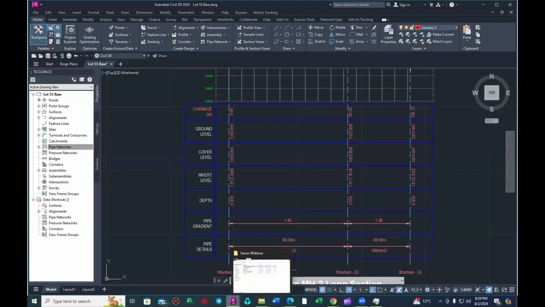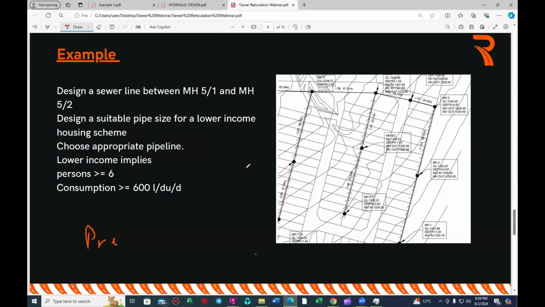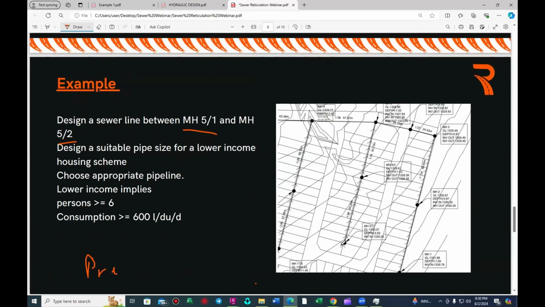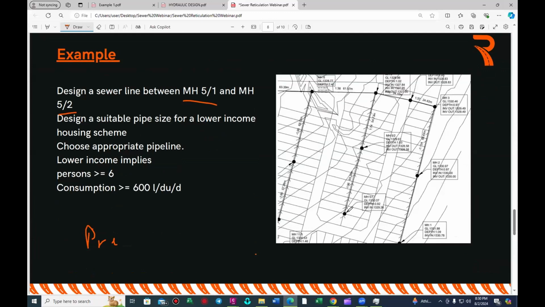Okay, so let's go back. Hydraulic design. You have an example for you. What we want to do in the next 30 minutes, I really want you guys to pay attention. We are going to do a hydraulic design from manhole 5.1 to manhole 5.2. As you can see, this is how this was supposed to come out. These black dots are my manholes, and these black lines are my pipes. So I'm going to design this pipe from this manhole to that manhole.